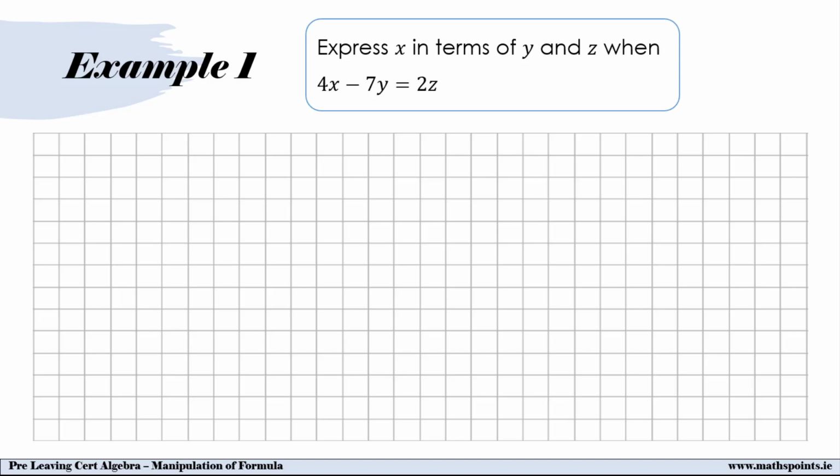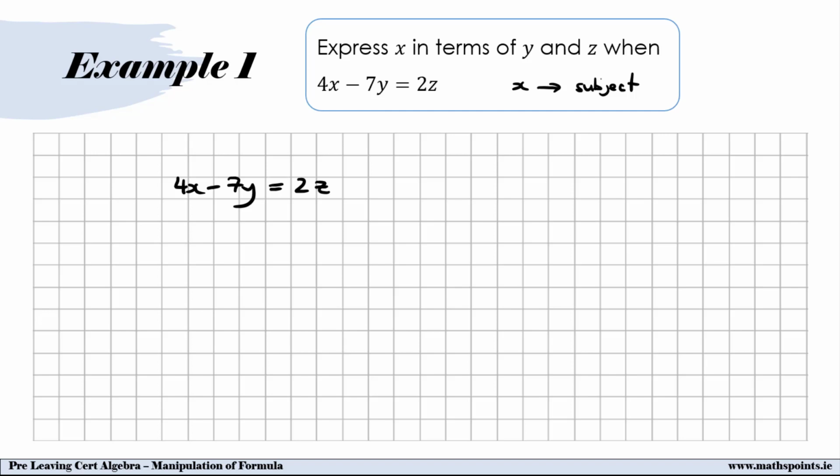So let's write down the first equation that we've been given, which is that 4x minus 7y equals 2z. And so we've been asked to express x in terms of y and z. So we're making x the subject of this formula. And so we're trying to get x by itself on one side of the equals. So the first thing I'm going to do is have a look at the left hand side where the x is, and I can see that I have a minus 7y on the left hand side.